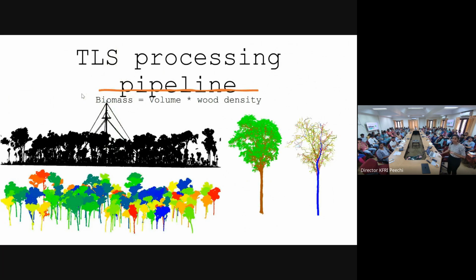So ultimately, this is your plot level TLS point cloud. What you want is individual trees segmented from this point cloud, which you see here. Each color corresponds to an individual tree. And once you have the tree, you separate the leafy components from the woody components. And once you have the woody components, you fit these quantitative structure models or these cylinder models. And if you have wood density, you get the biomass of the tree. And you do this for all the trees in the plot to get the biomass of the whole plot.